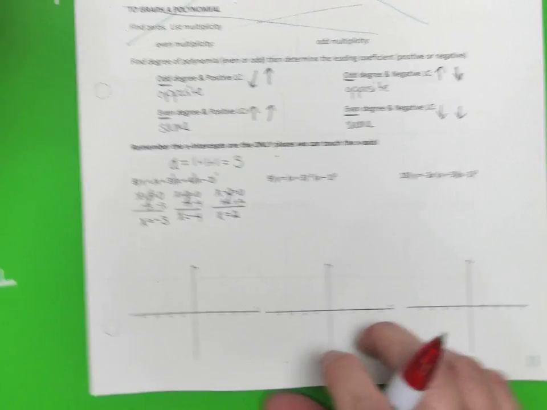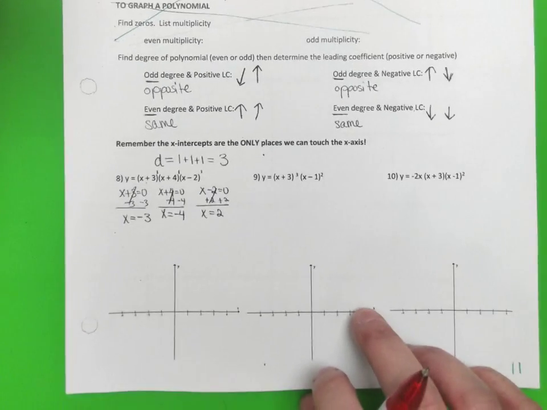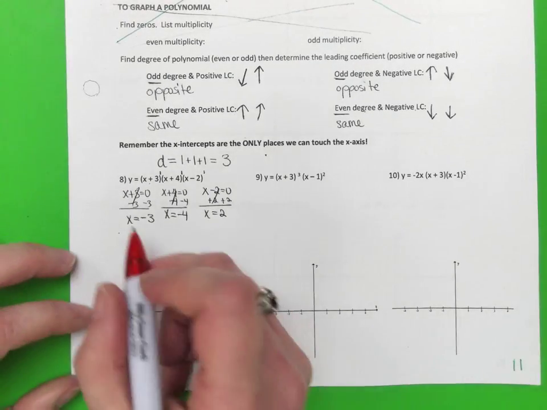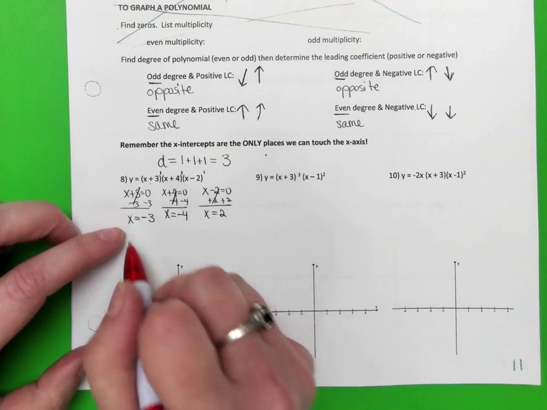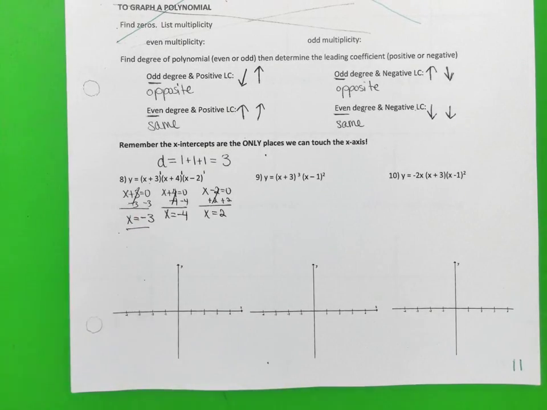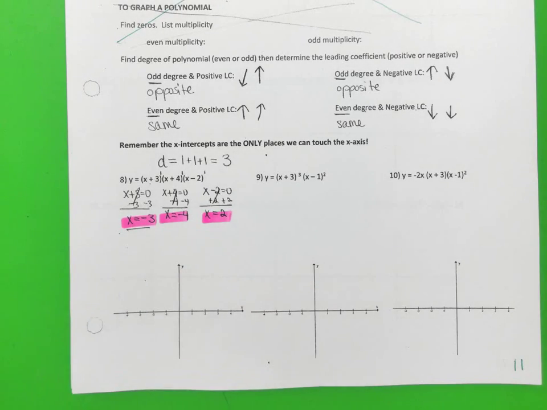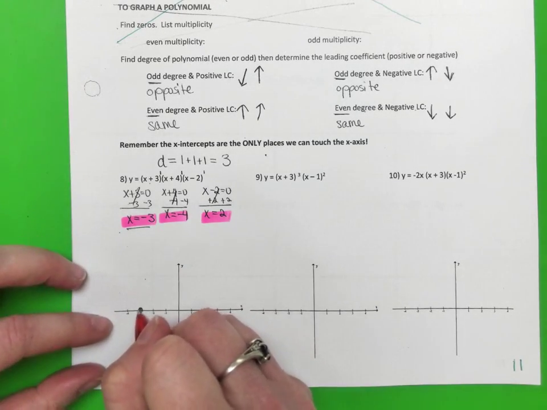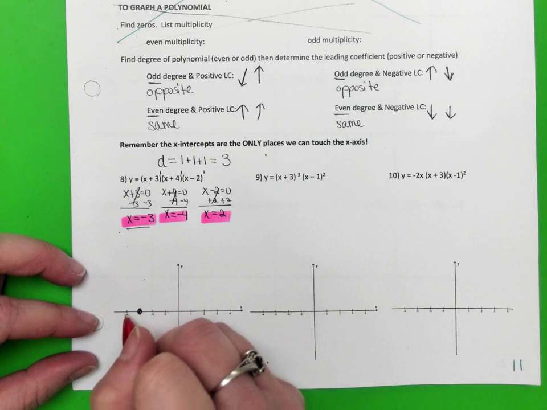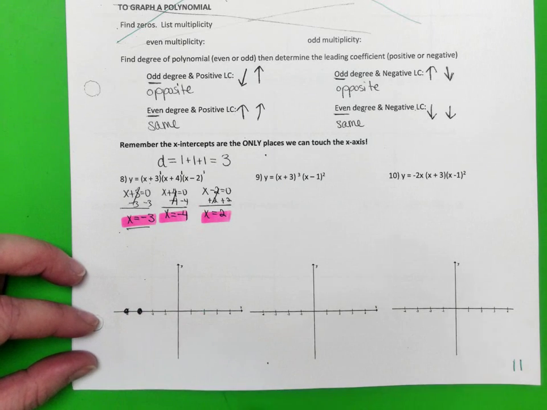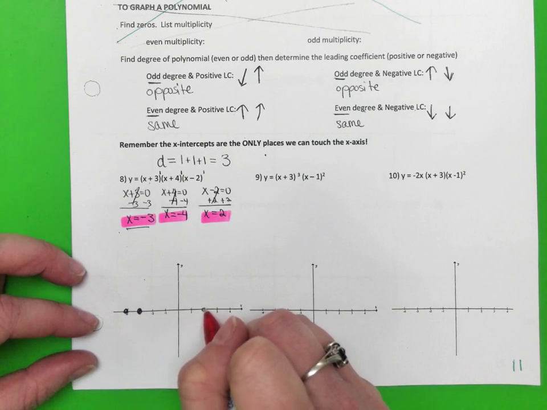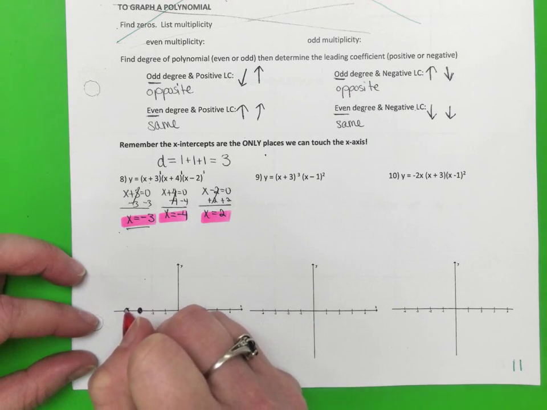So the very first thing that you're going to do is plot the 3 points that you just got. So here we go. Negative 3, negative 4, and 2. Let's graph those. Negative 3, put a point. Negative 4, put a point. And 2, put a point.